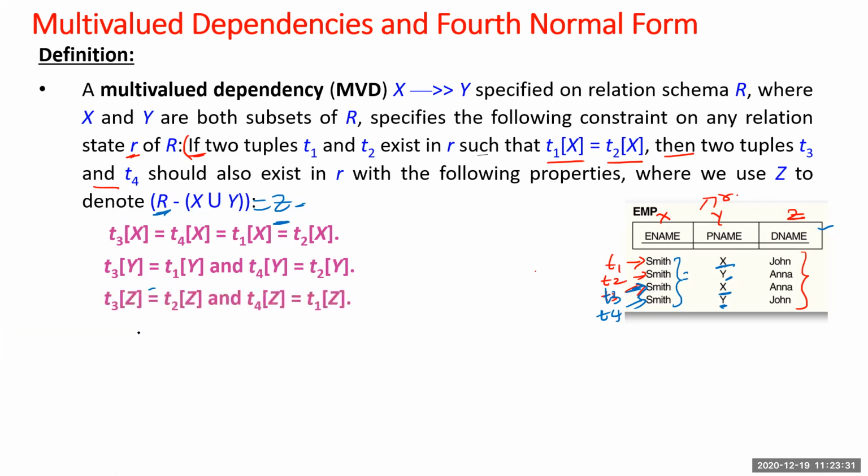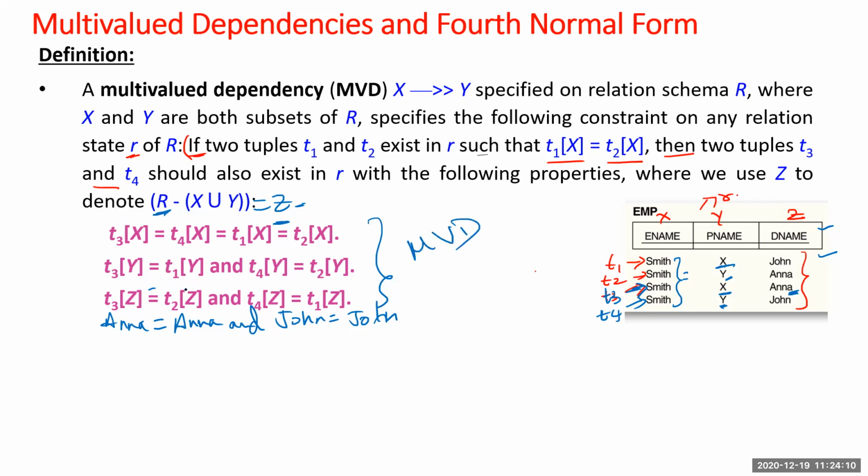Then T3 of Z, next comes the Z part. X I have done, Y I have done, and we have to go for Z. T3 of Z is equal to T2 of Z. T3 of Z is what? Anna is equal to T2 of Z, Anna, and T4 of Z is John, T1 of Z is John. If this is equal, then if all these three conditions are true, then we call it a multivalued dependency.